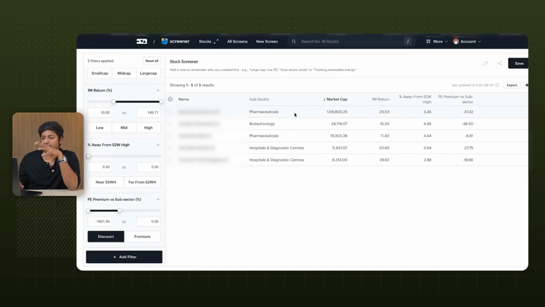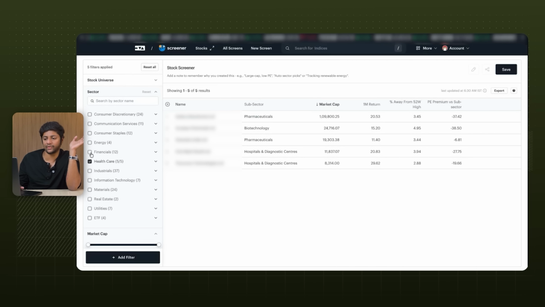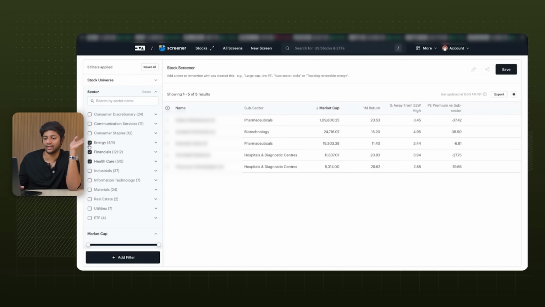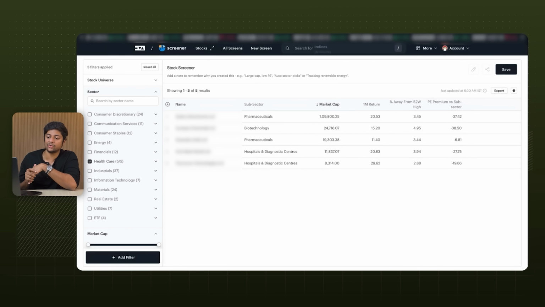Now, this is great. From a lot of companies, you stream it down. And as I said, you can actually go to subsector and add whatever you want. If you want financials, you can add energy. But I like playing sector wise, because then I already know that these are the 5 companies in the sector that are doing really well.